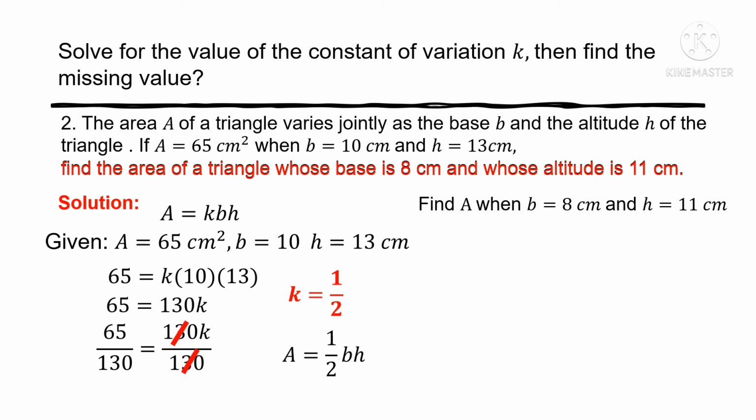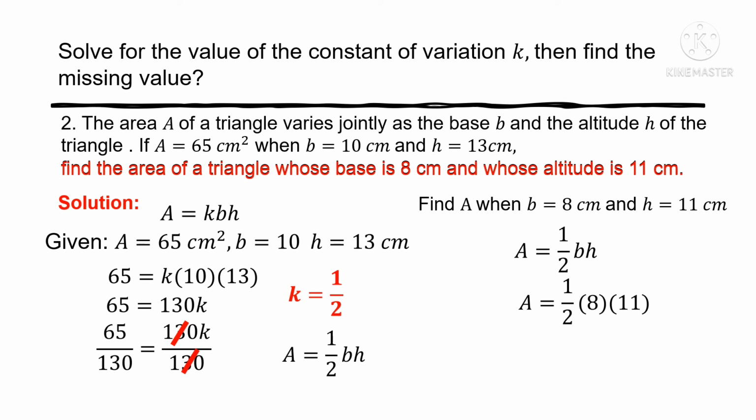Okay? So, hanapin natin yung A, kung ang B daw ay 8 cm, ang H ay 11 cm. So, we'll use this formula. A equals 1/2 times base times the height. So, ang gagawin lang natin dito ay i-substitute itong 8 na value ng B at yung 11 as the value of H. So we have now A equals 1/2 times 8 because that's the value of B times 11 because that's the value of H.